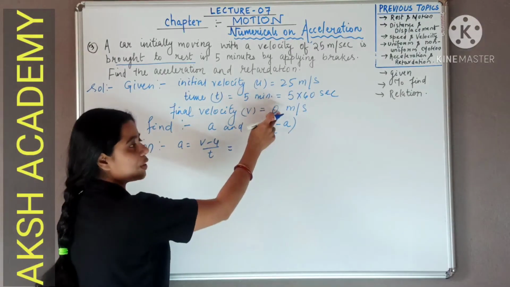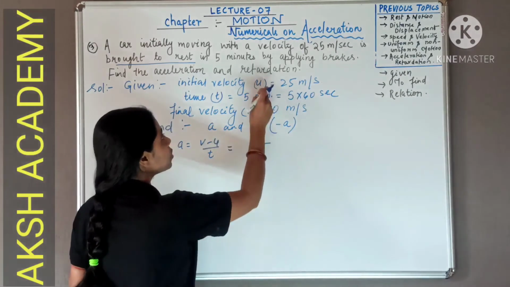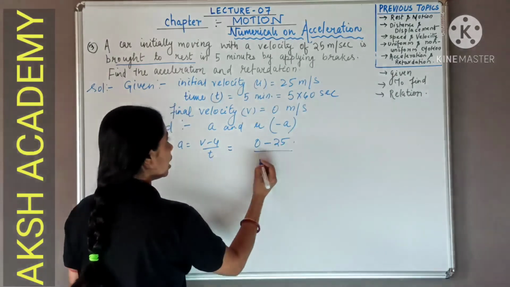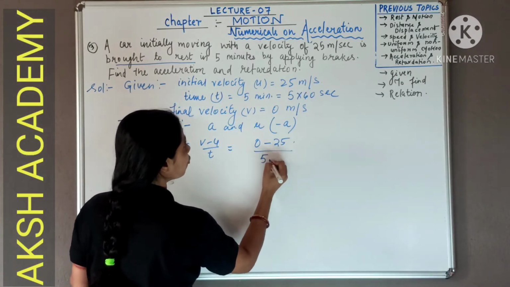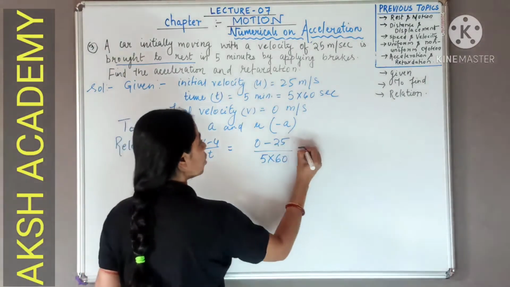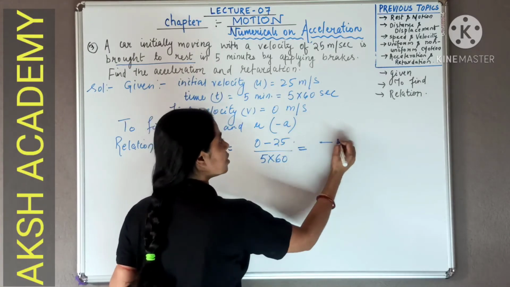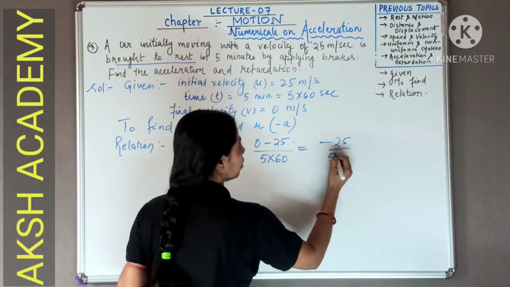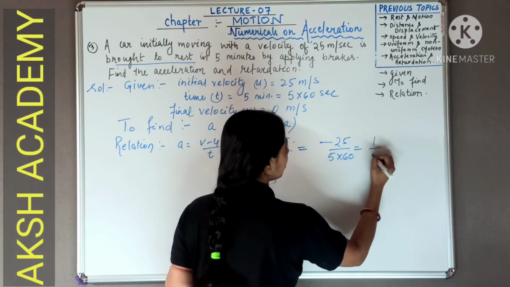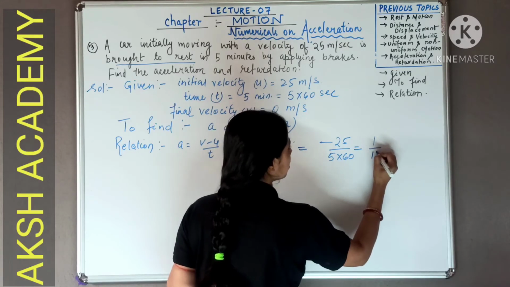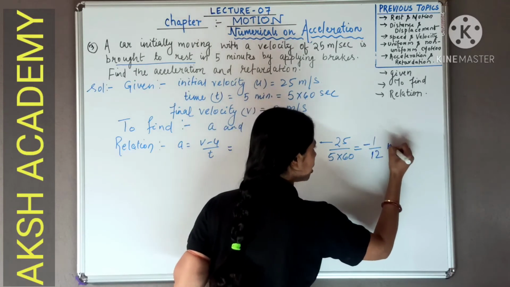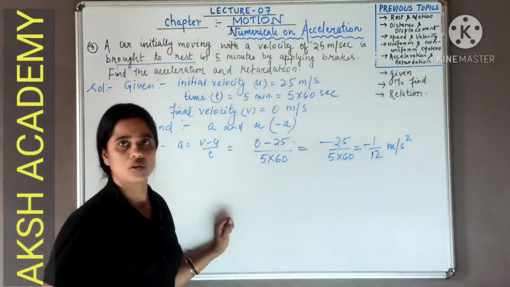Starting with V. What is V? 0 minus what is U? 25 by what is the time? Time is 5 into 60. Okay. So 0 minus 25 is equal to minus 25 by 5 into 60. It comes to be 1 by 60 means 1 by 12. So your acceleration comes to be minus 1 by 12 meter per second square.